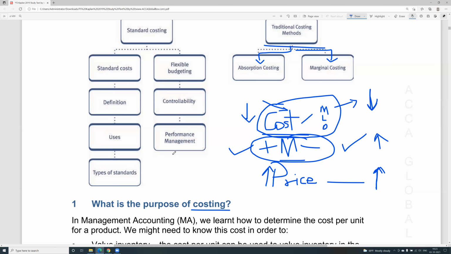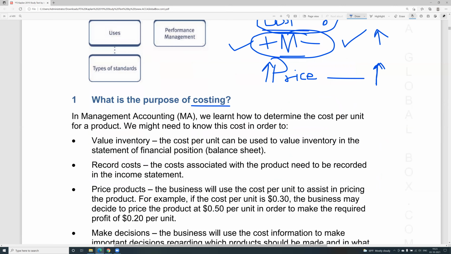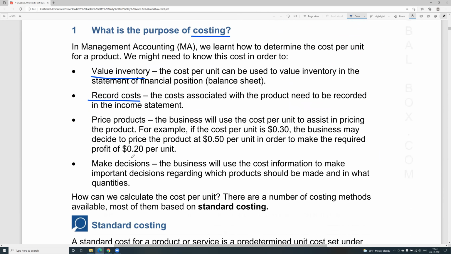Now understand this. What's the purpose of costing? So that we can value the inventory, record it in our cost statements, set the price of the product, and set the profit margin of the product. Based on that we can take decisions for businesses which can grow and move forward.